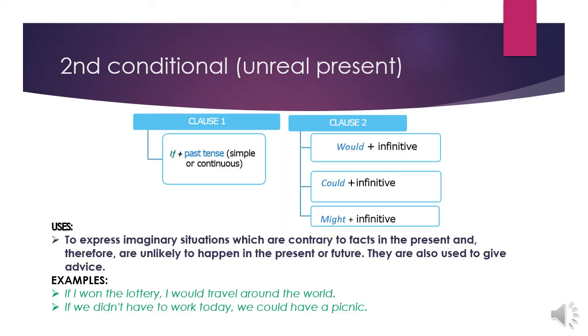The second conditional, unreal present. We use past tense, past simple, or past continuous in the if clause and would, could, might, plus infinitive in the main clause. Uses. We use the second conditional to express imaginary situations which are contrary to facts in the present and therefore are unlikely to happen in the present or future. They are also used to give advice. For example, if I won the lottery, I would travel around the world. If we didn't have to work today, we could have a picnic.